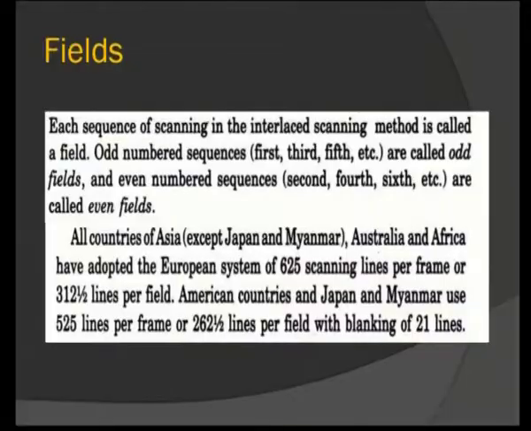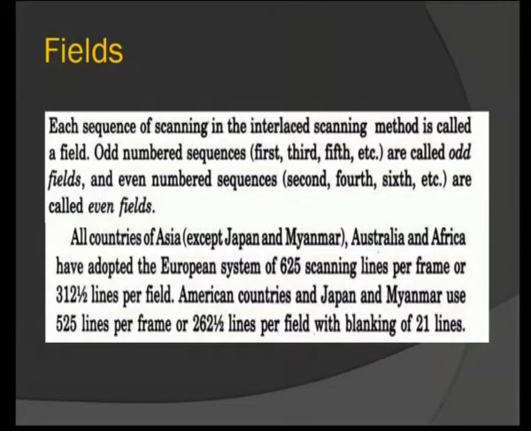Next is field. We know that a field means a group. We are going to divide each frame into two groups, which are called fields. Each sequence of scanning in the interlaced scanning method is called a field. So, odd numbered sequences, that is first, third, fifth etc., are called odd fields, and even numbered sequences, second, fourth, sixth etc., are called even fields.